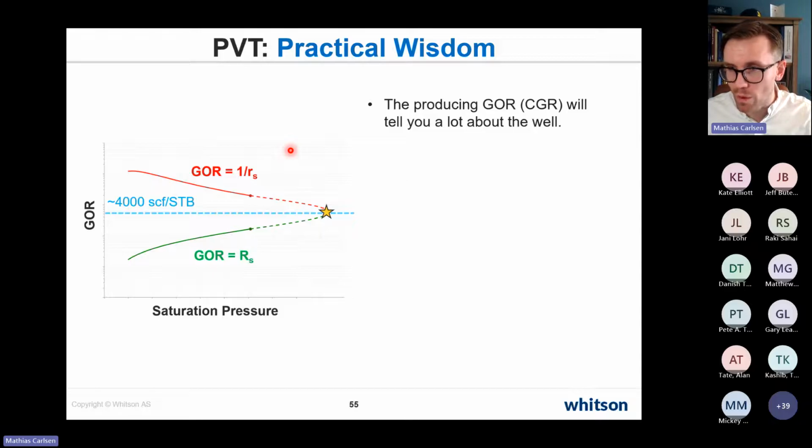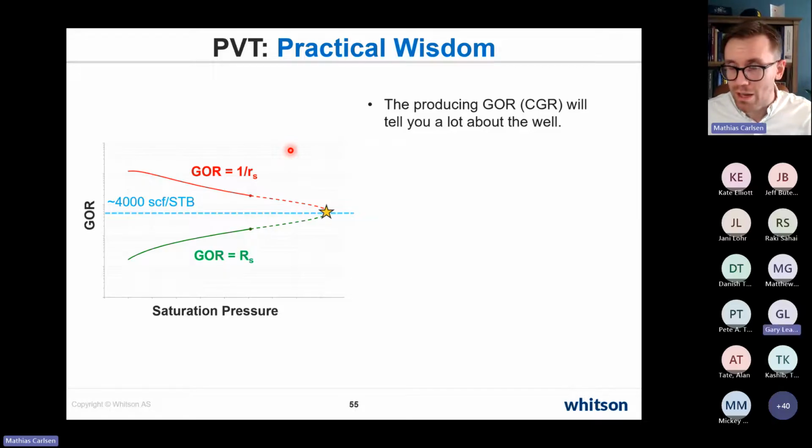Okay, so the practical wisdom is that you should use the producing CGR or the GOR to help guide you and tell you a lot about the well. That's one of the first things I look at. Just look at the producing GOR over time. What does it do? Is it flat? Does it increase? Does it increase immediately? Is it linear? Is it flat and then it shoots up? There's so much information there that you as an engineer, just by looking at that, know immediately something about the well.